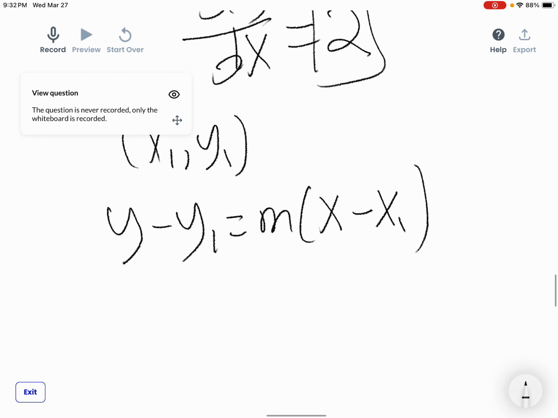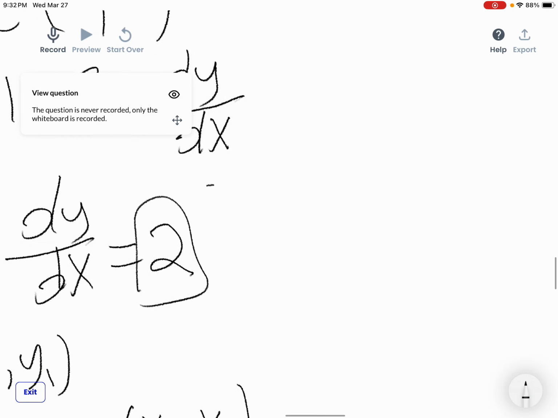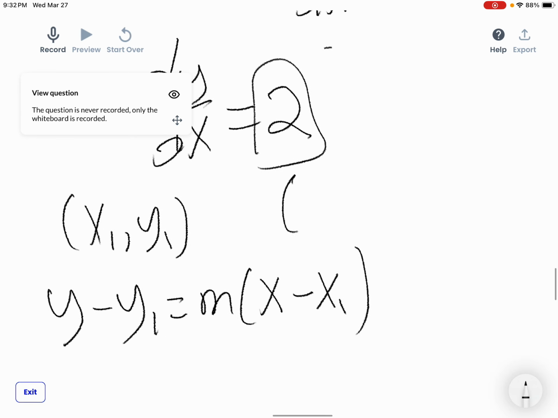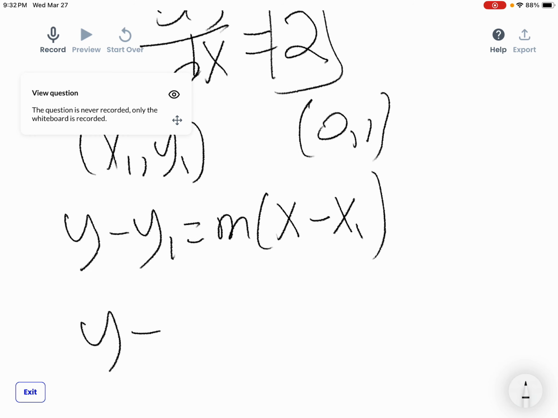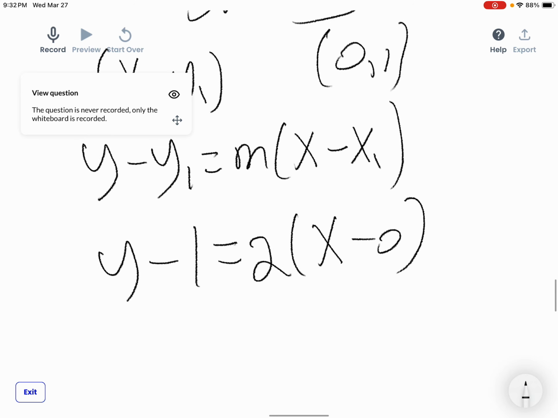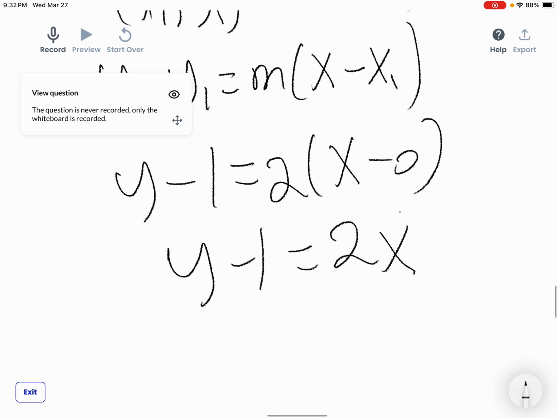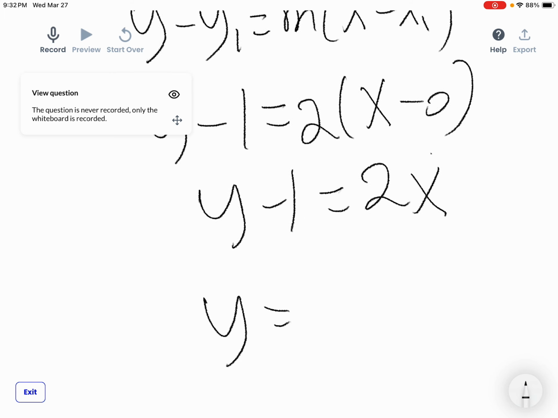So again, the point is 0, 1. We have a slope and we have a point. In point slope form, it's y minus 1 is equal to the slope, which is 2, times x minus 0. This just becomes y minus 1 is equal to 2x. If you add 1 to both sides, y is equal to 2x plus 1. So there we have it.